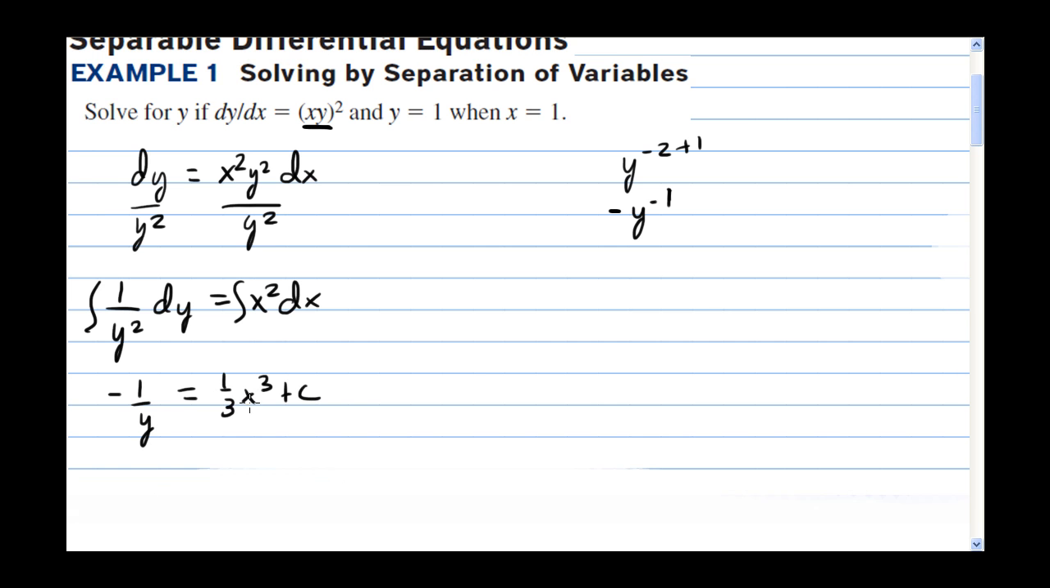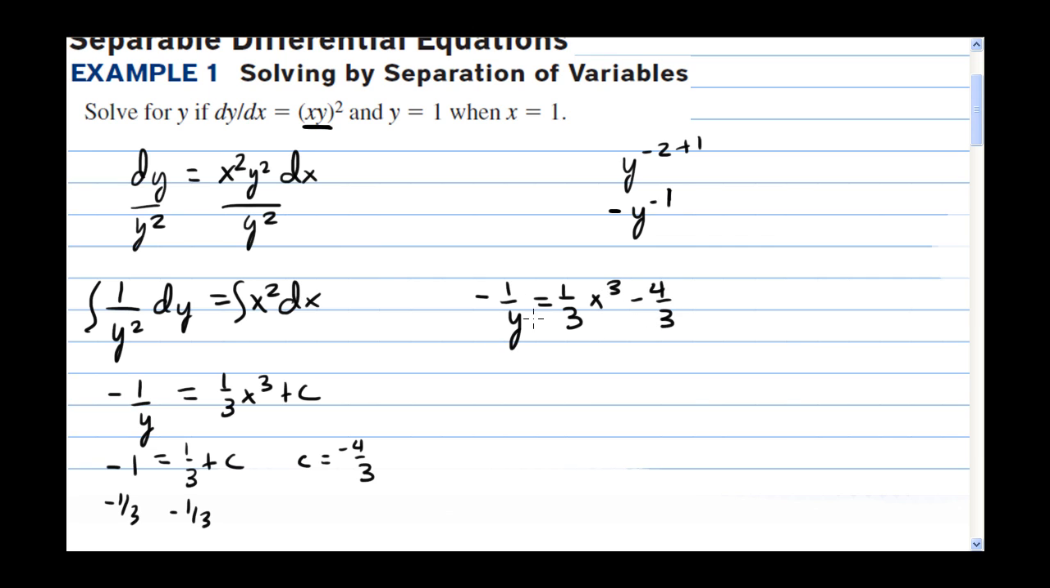As soon as we take the antiderivative, we want to plug in y equals 1 and x equals 1 to find out what c is. So we want to use this initial value. So we have negative 1, that's 1 over 1, equals, well, 1 to the third is 1, so we have 1/3 plus c, and we need to minus 1/3 from both sides. So that's negative 3/3 minus another third, so c equals negative 4/3. Now we have negative 1 over y equals 1/3 x to the third minus 4/3.